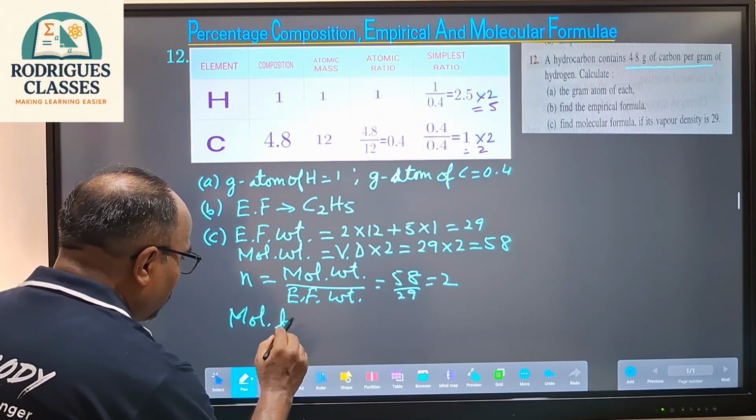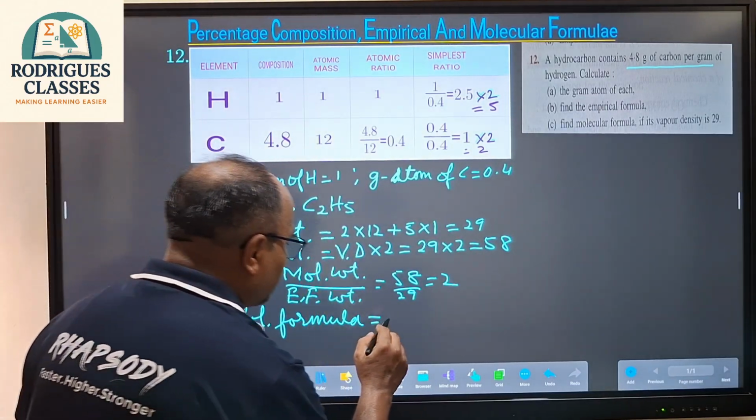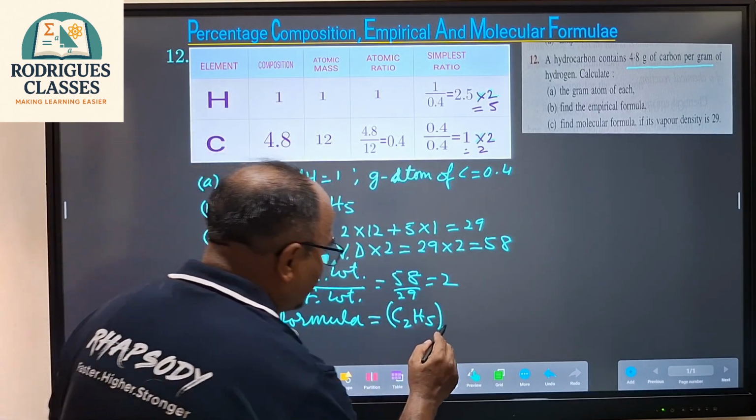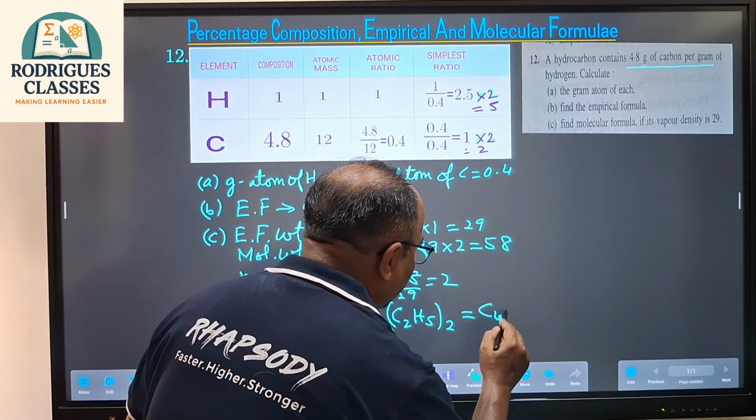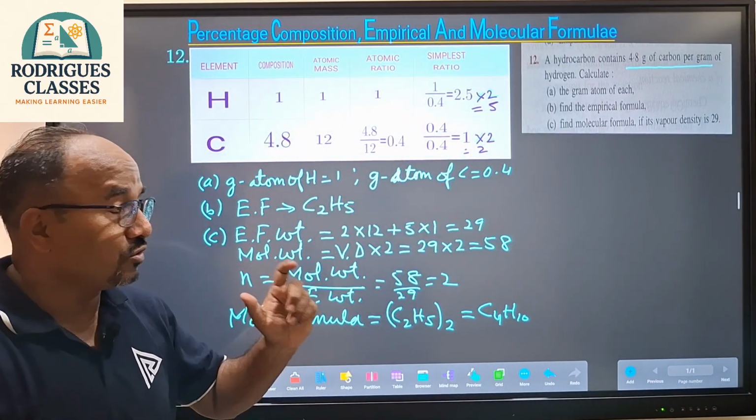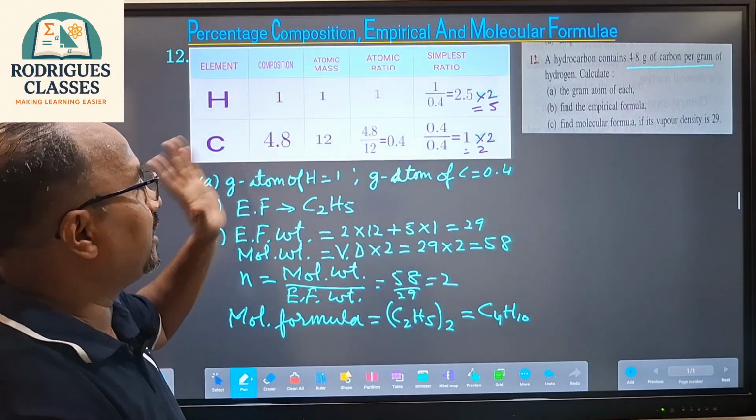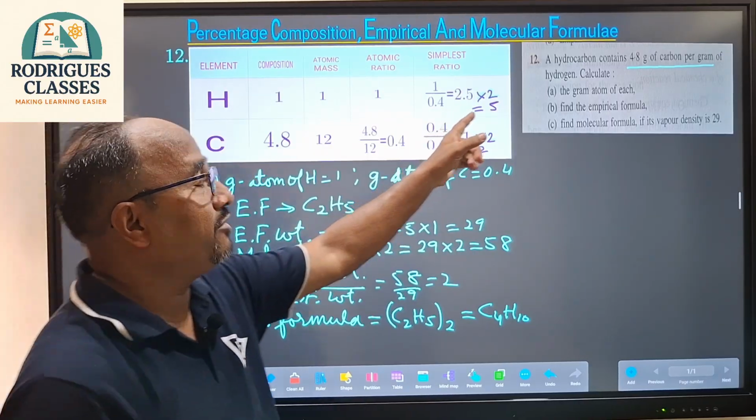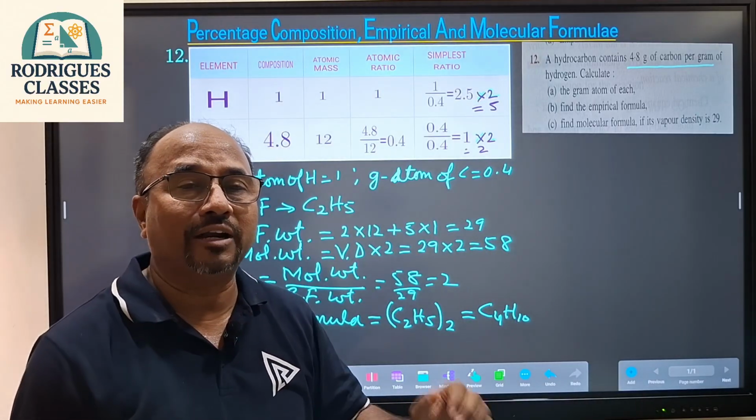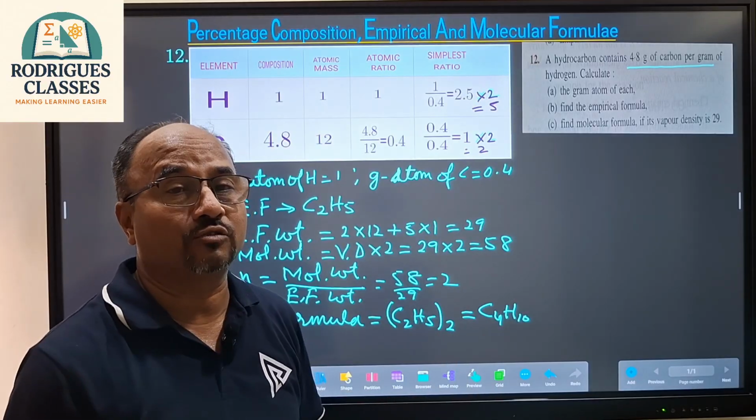So now you write the molecular formula as the empirical formula, which was C2H5, multiplied with this n value, which came as 2. So you get the compound C4H10. So this is what is done. You have to remember how the masses were given, and also when you get exactly 0.5, this is the procedure you have to do: multiply with 2 to make it a whole number, and the multiplication with 2 has to be done for both.